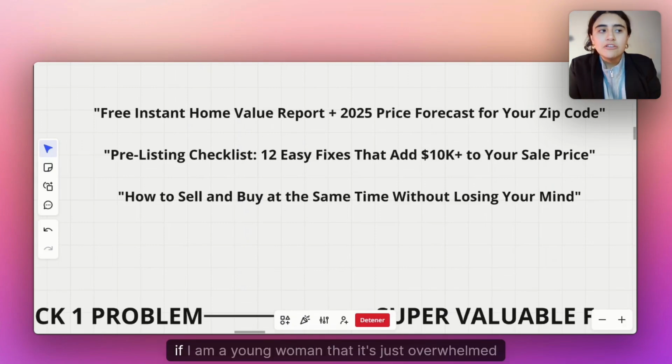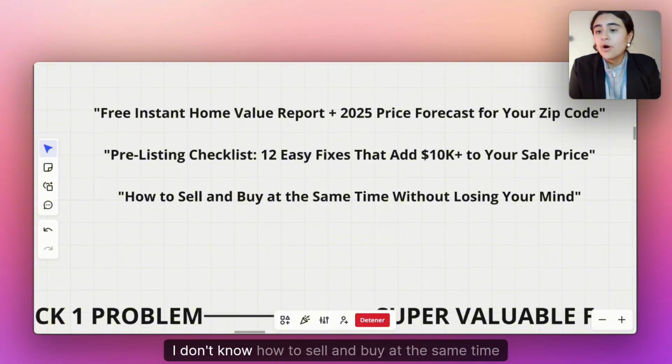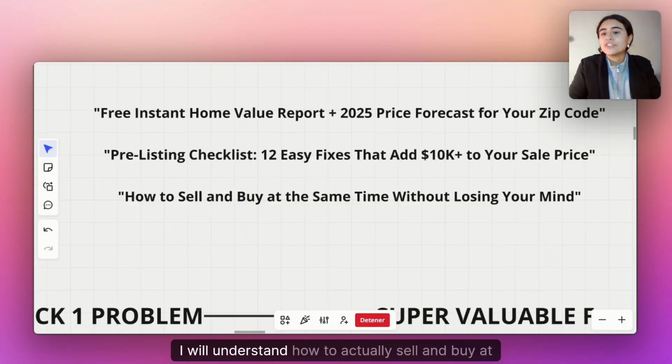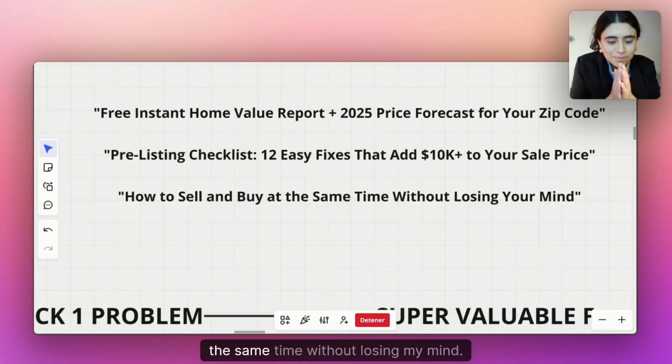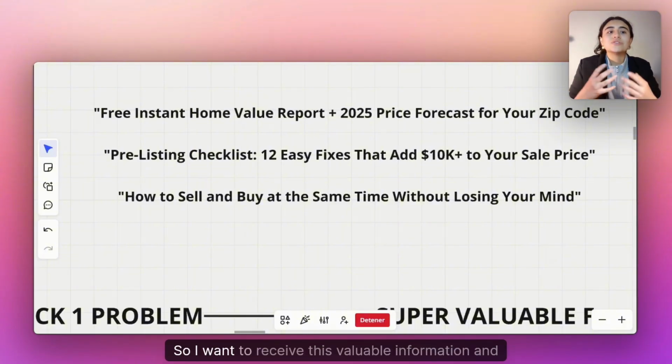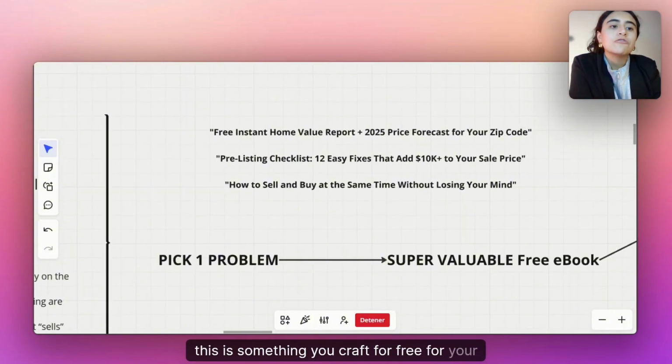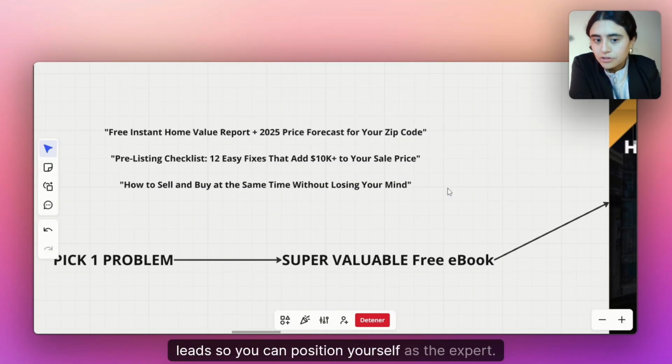So for example, if I am a young woman who is just overwhelmed because I don't know how to sell and buy at the same time without losing my mind, and I see a lead magnet promising that I will understand how to actually sell and buy at the same time without losing my mind, I want to receive this valuable information. And this is something you craft for free for your leads, so you can position yourself as the expert.